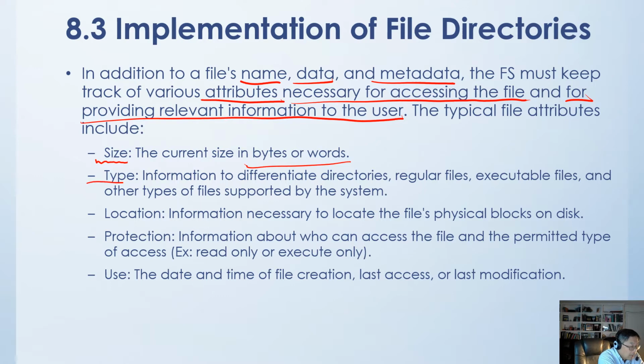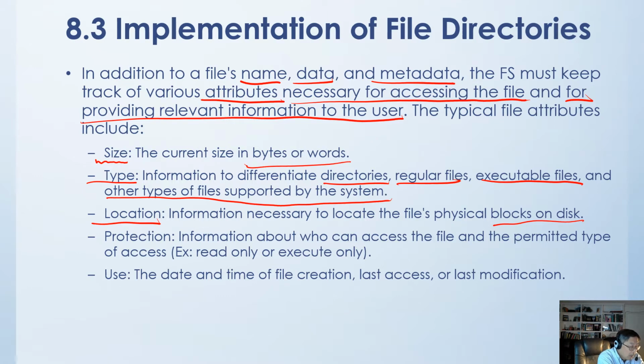Now, the second one is the type of file. So this provides the information to differentiate directories, regular files, executable files, and other types of files supported by the system. Okay, and also the location: information necessary to locate the file's physical blocks on disk.